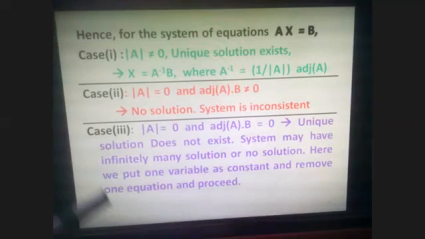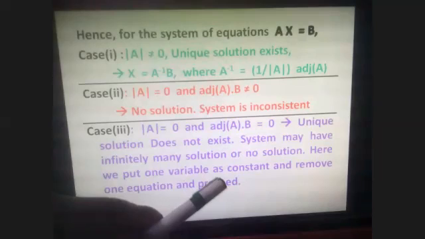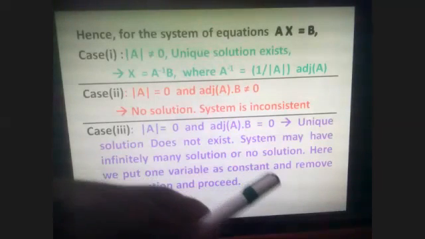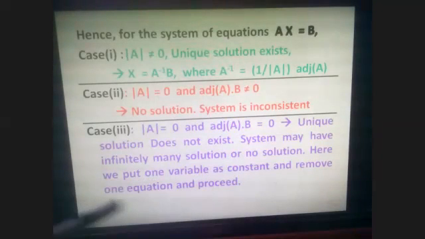Here, we put one variable as a constant, and remove one equation and proceed. Out of the 3 equations, we remove one equation. Then we will have only 2 equations. One of the variables we put as a constant and proceed with the 2 selected equations. We will proceed with an example later.